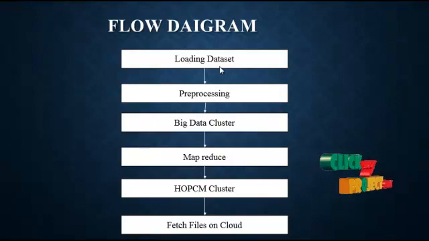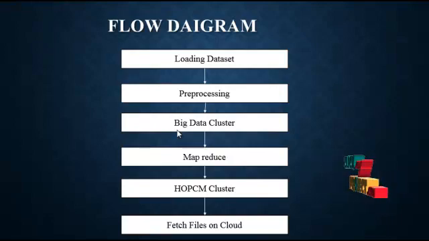In our first process, load dataset, the user can upload any dataset, and we take that dataset. The dataset next goes to pre-processing. Pre-processing removes all the unwanted information and null values. The third is the big data cluster, which means we create the big data cluster. Clustering means grouping, so we group all the information in this pre-processed dataset.